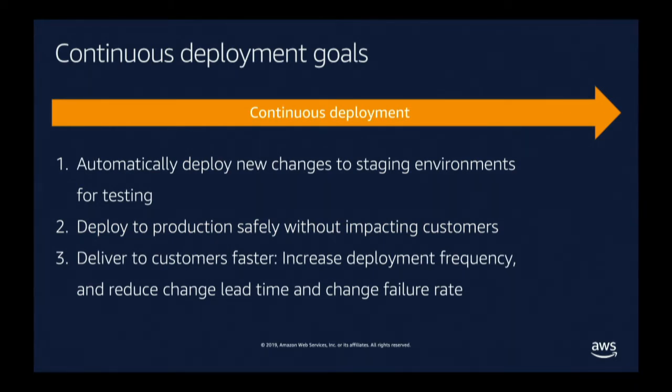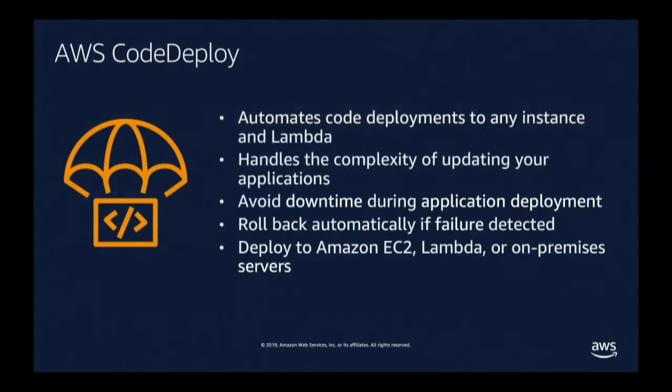Continuously, automatically deploy for testing. Continuously, automatically deploy to production in a safe way, in a controlled way. The goal is not to break your production and to not break the customer experience. But the idea is really to reduce the time between the time it takes to make a change and have the change in front of your customer.